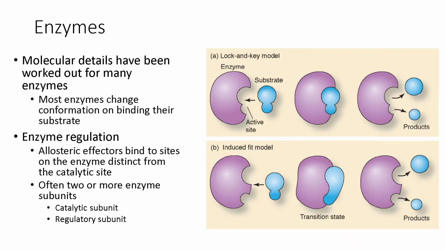Many enzymes undergo conformational changes upon substrate binding. This flexibility is central to catalysis. Enzymes are also subject to regulation. Allosteric effectors bind sites distinct from the active site. Enzymes may have separate catalytic and regulatory subunits, allowing cells to modulate activity precisely.